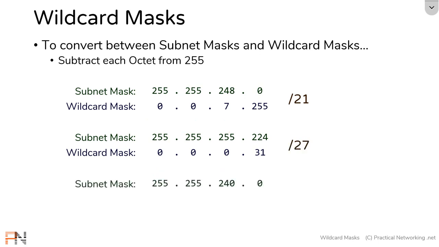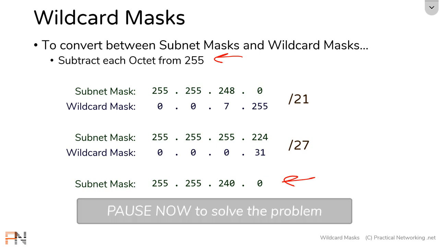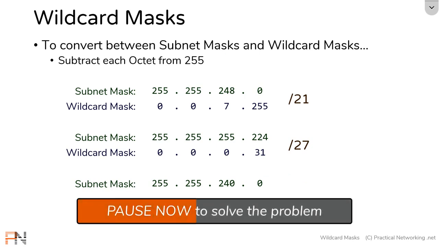Here's another one. Now I want you to do this one yourself. Go ahead and pause this video and use this subtraction from 255 trick to convert this subnet mask to a wildcard mask. I'll give you the answer in 3 seconds.